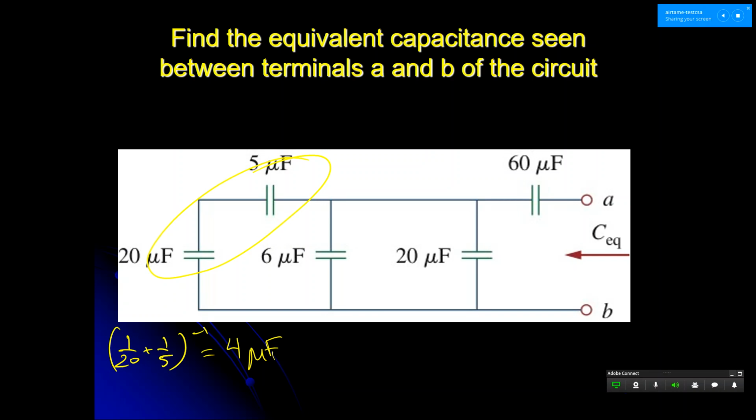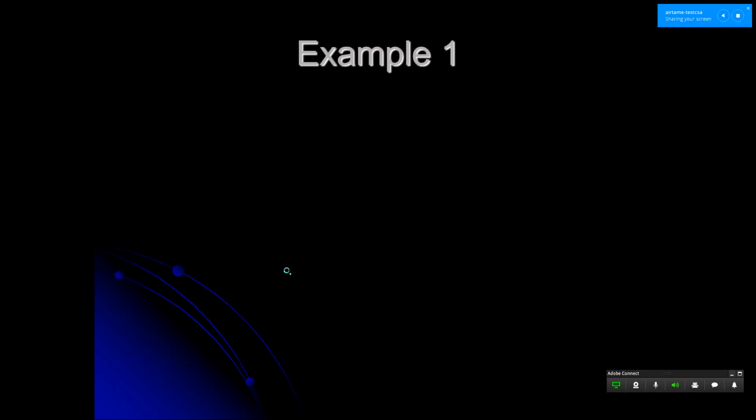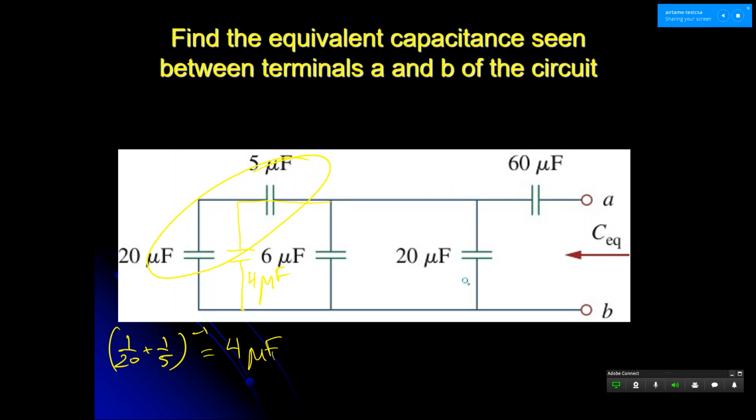All right. And now I have, kind of hard to see, you guys can see it okay, right? Can you guys see that? The yellow on the white part? So that's going to be a 4 microfarad capacitor. It's going to be in parallel with the 6 and in parallel with the 20. So now we can add these ones up together. So it'd be 6 microfarads plus 4 microfarads plus 20 microfarads is equal to 30 microfarads.